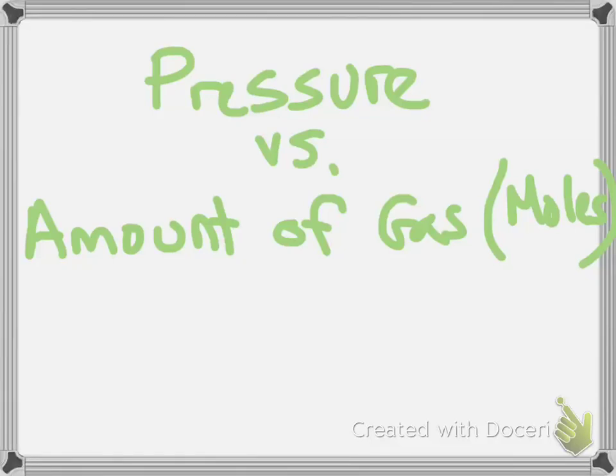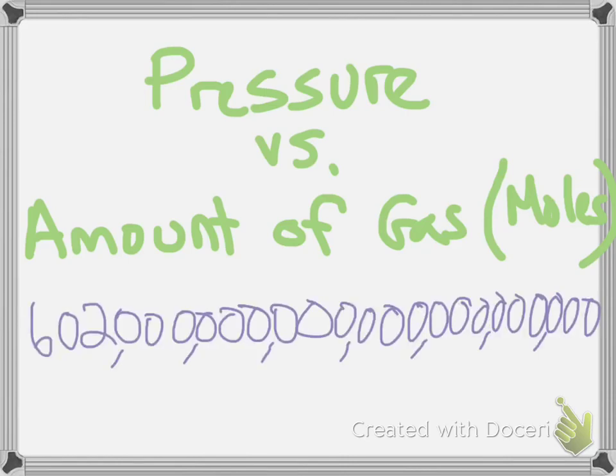In this video, we're going to talk about the relationship between pressure and the amount of gas. In chemistry, we refer to the amount of gas in moles. Moles is just a unit, just like dozen or pair. Dozen meaning 12, pair meaning 2. Mole means a lot. It means this number. So that's a huge number. So we're just going to call it mole, and just know that we're talking about gas, or the amount of gas.